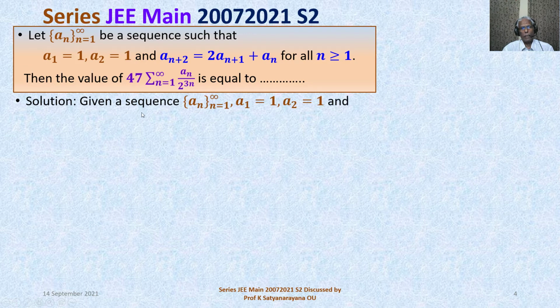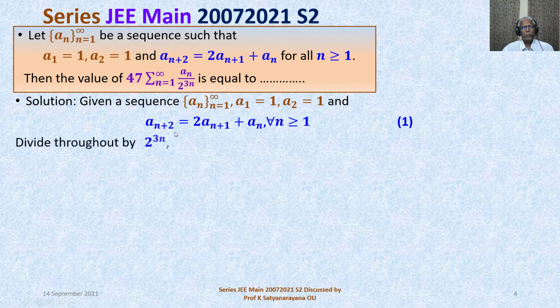Solution. We have the sequence a_n, n equal to 1 to infinity, given the first term is 1, the second term is 1, and given a recurrence relation a_(n+2) is equal to 2 times a_(n+1) plus a_n, valid for all n greater than or equal to 1. Now, we will look into the problem.